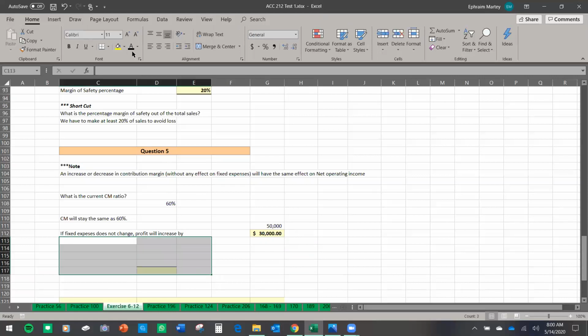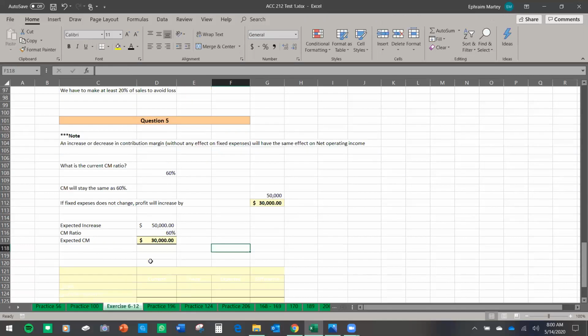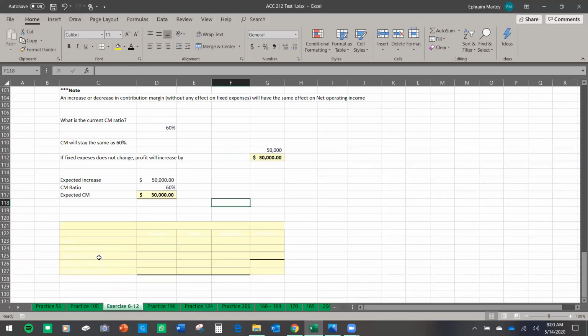And you can do it another way, like you want. You have your expected increase in sales at 50,000. And then what is your CM ratio? CM ratio is 60%. So you multiply that by this, and that gives you 30,000. So that is your expected increase. But if you want to do it in what we call contribution margin format, so you can see the numbers changing, I can also do that for you.